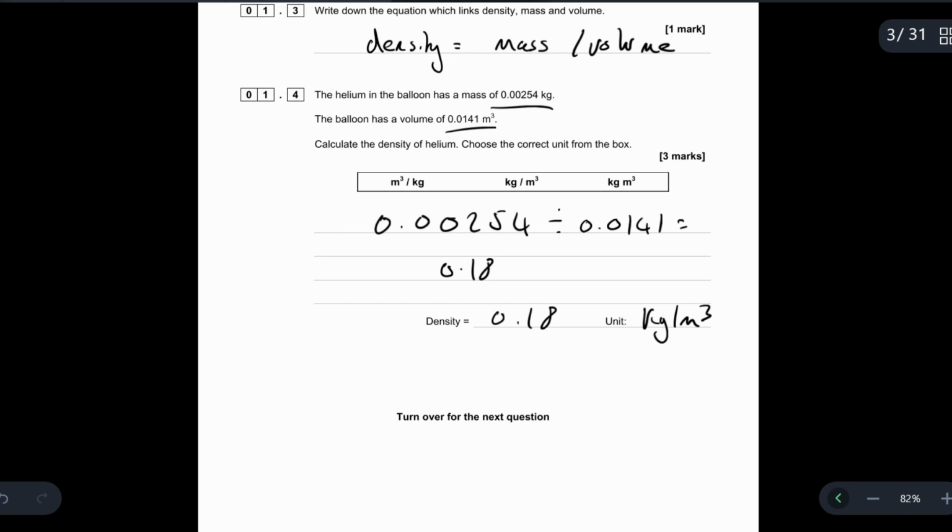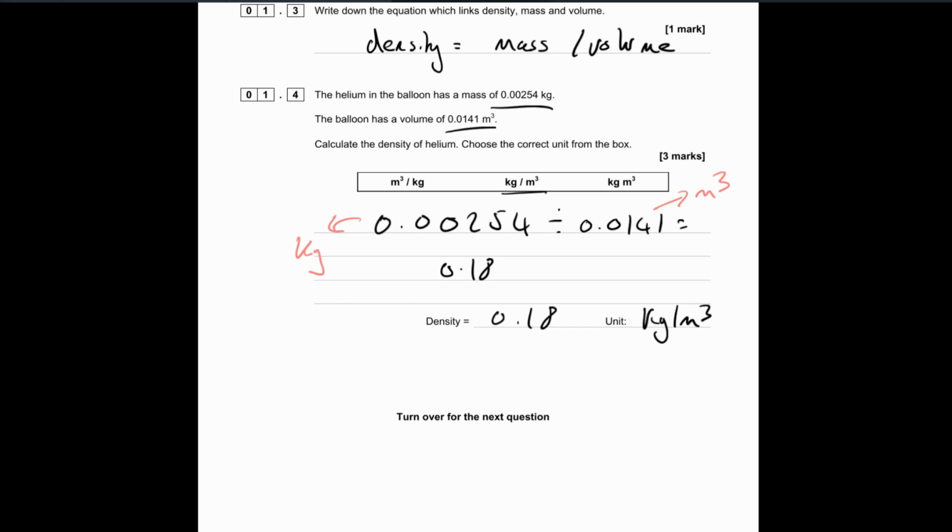And so out of the options here, you have to think about what you're doing. In this case, our mass here is given in kilograms, and our volume is given in meters cubed. And so when we do this calculation, you think about what we're doing: the kilograms divided by the meters cubed. So essentially it's the kilograms per meters cubed, and that's how you get your units. Okay, and that's it for question 1.